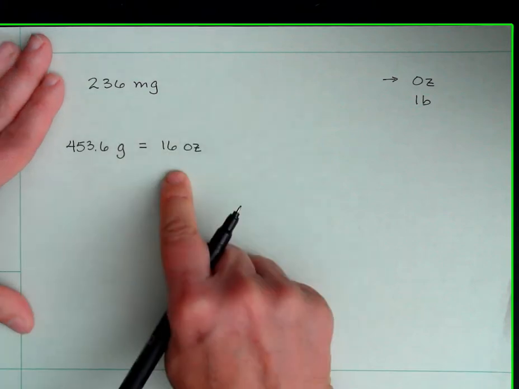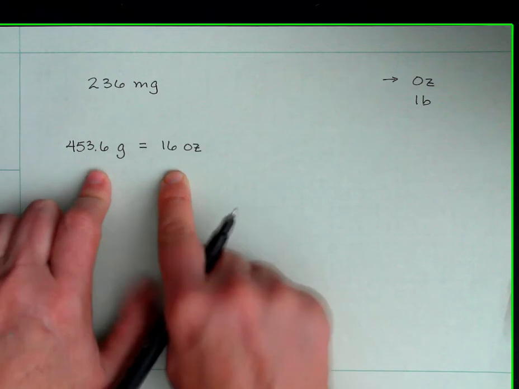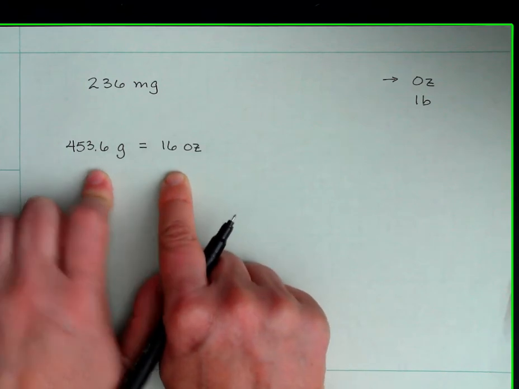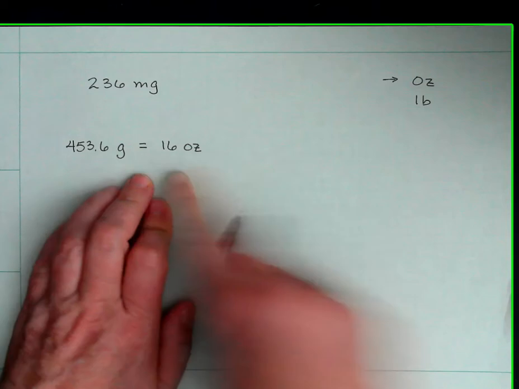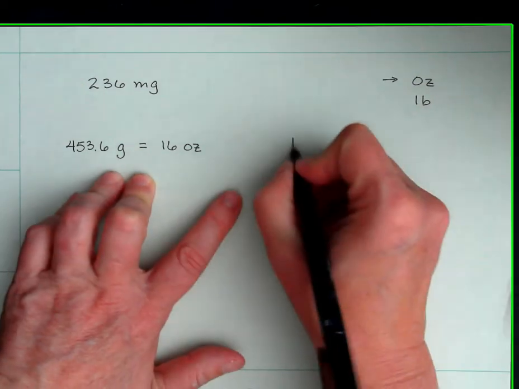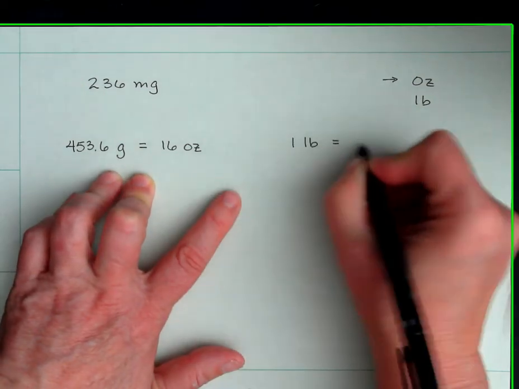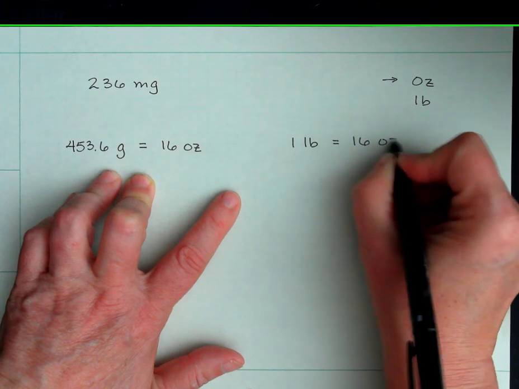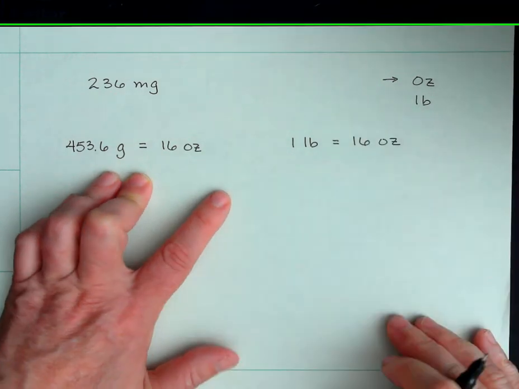And this is a 1. So when I'm going to do my conversions, I'm going to get that 1 there. I also know that 1 pound is equal to 16 ounces. So we're going to use those as our conversion factors.